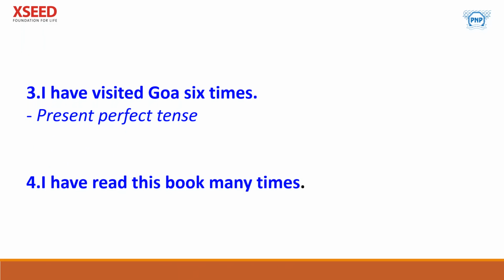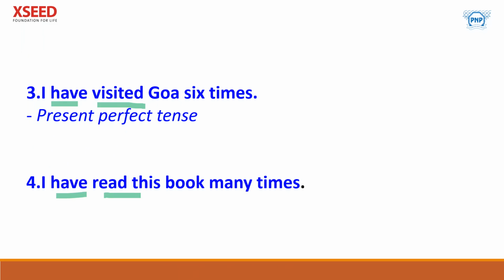I have visited Goa 6 times. I have read this book many times. Here, can you tell me in which tense these sentences are written? How do you know? What do these sentences describe about the action? Why do we use present perfect tense? We can simply understand since they have used have and V3. This is once again an example of present perfect tense.